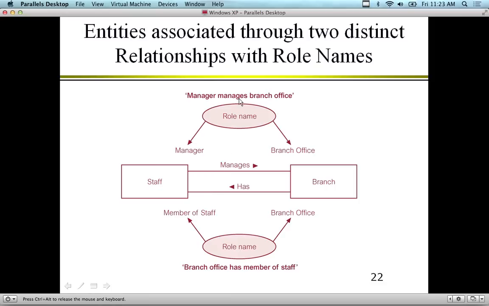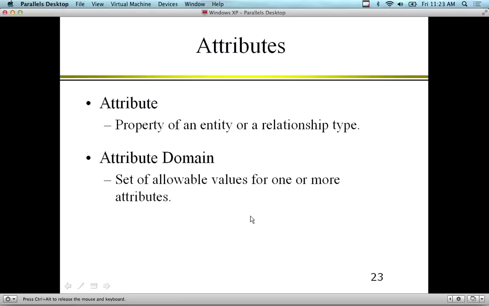So here we have the manager that manages a branch office, with a management role name. And we have a branch office that has members of staff. So we have the members of staff over here with the role name, and the branch office over here. So we have 2 separate distinct relationships.